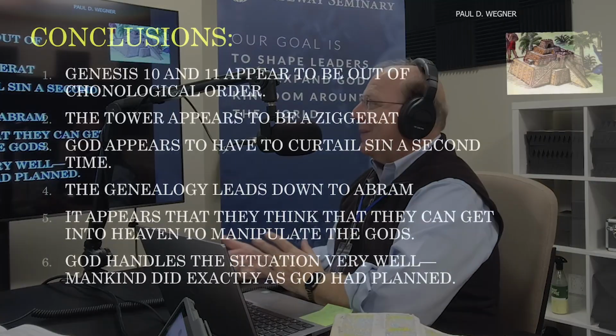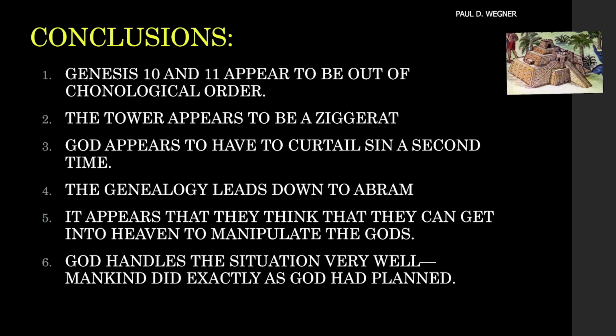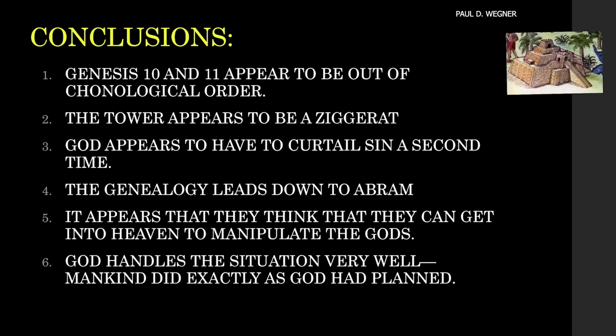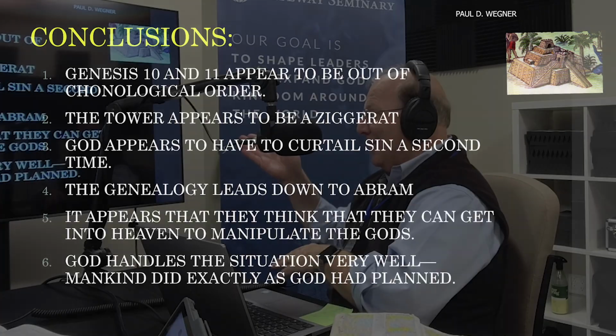Then the tower appears to be a ziggurat because that's what they would have understood, and it makes sense to them. And that would have been built of bricks, which fits the context really well because they would have had mud bricks. They wouldn't have had stone and stuff like that. And then God appears to have curtailed sin a second time. I think that's really interesting. We haven't got to Abraham yet where he's going to choose a line, but we need to have God continue to keep it curtailed.